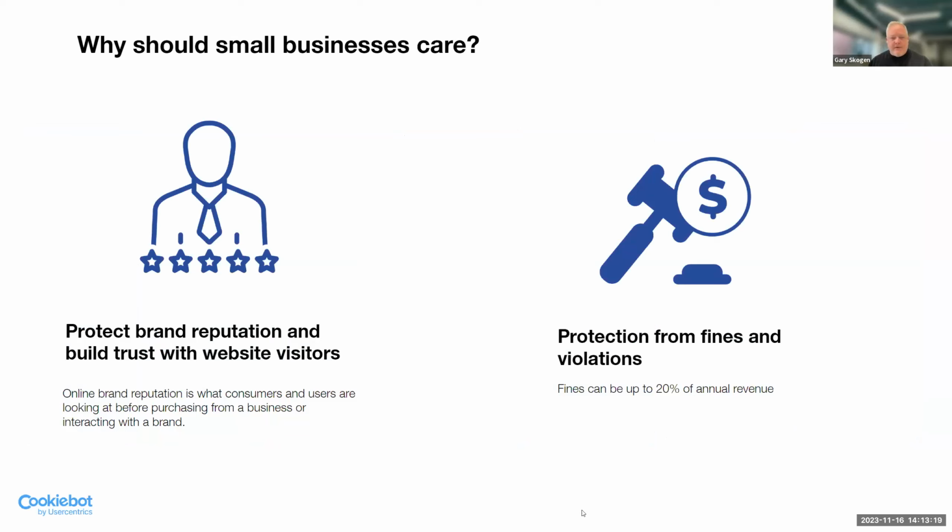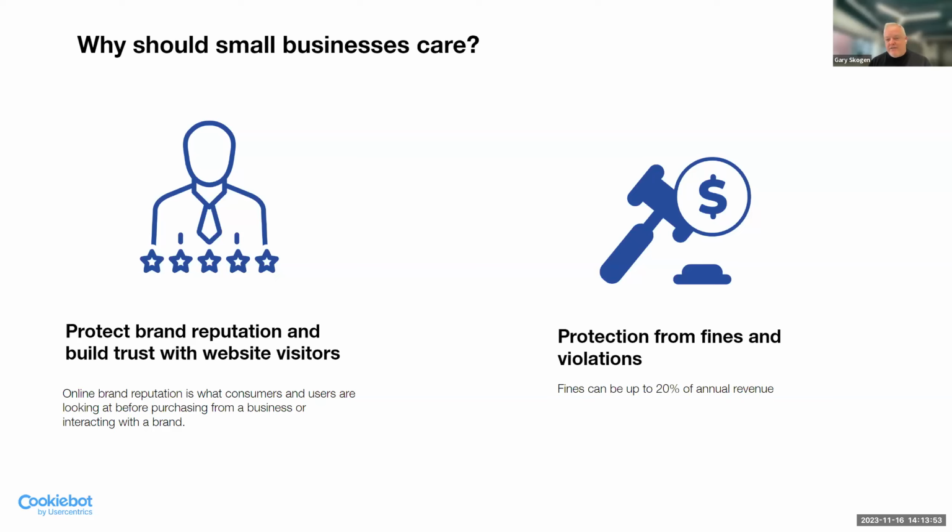All right, so our next screen is why should small businesses care? We want to protect our brand reputation and build trust with website visitors. This is kind of your first interaction with the user. You want to make sure that you are prioritizing that customers are aware of how their data is being handled, and small businesses that prioritize data privacy can stand out, building a positive brand reputation.